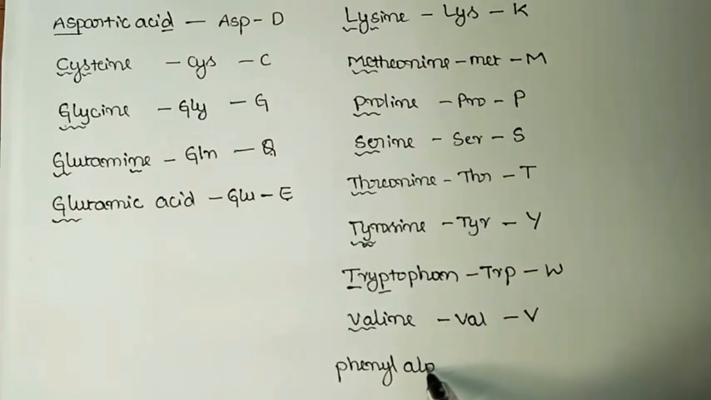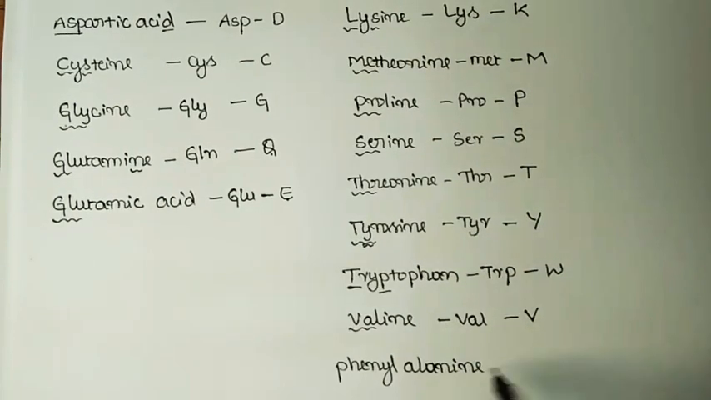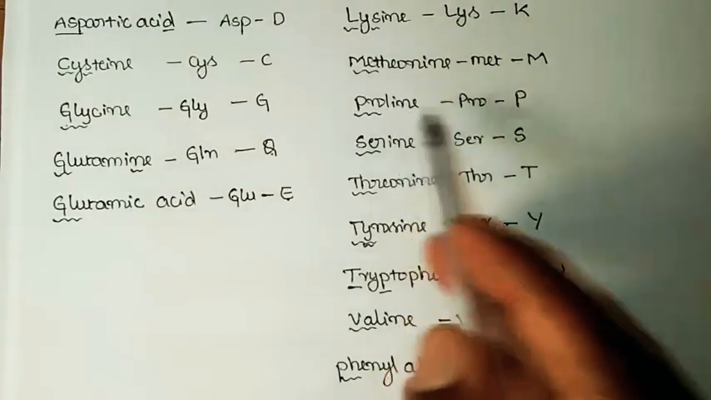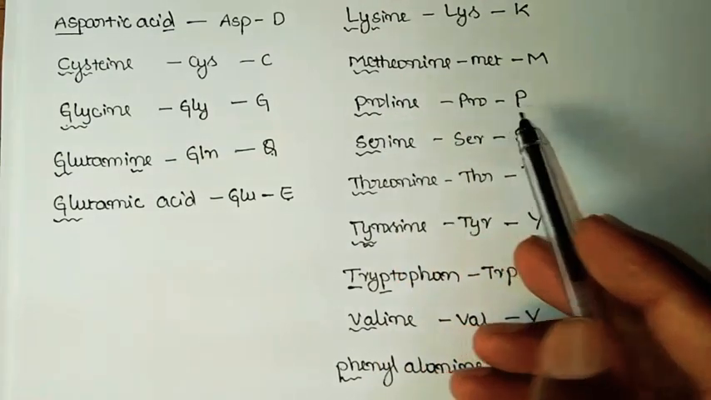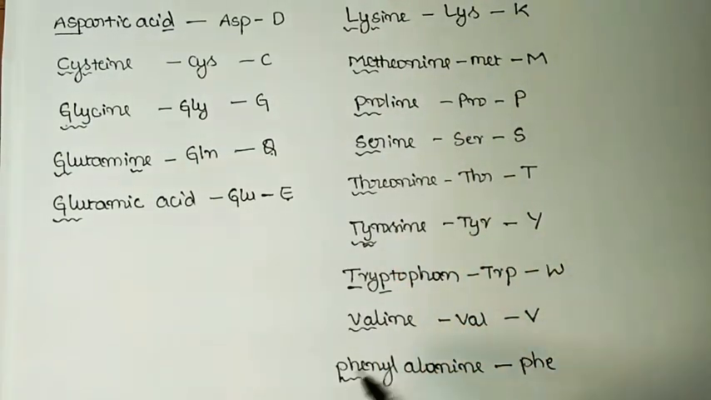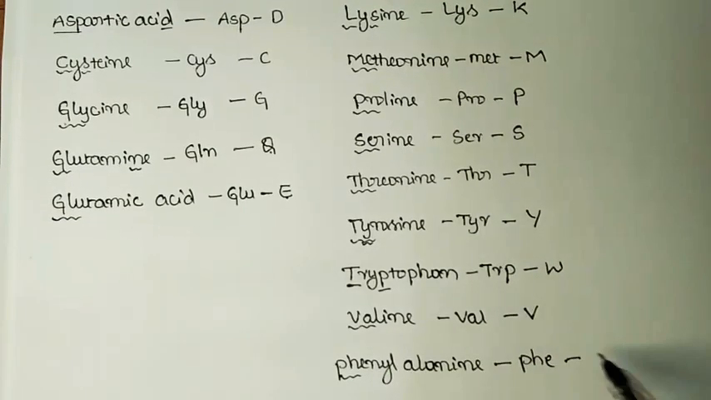phenylalanine. So phenylalanine, once again the three-letter word is PHE, but we have already one amino acid starting with P, that is proline, for which we have already given the alphabet P. So we cannot use the same alphabet once again for this amino acid, that is phenylalanine. But phenylalanine sounds of the same type, so we will go with the letter F.